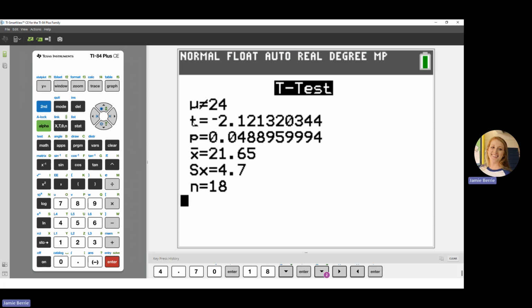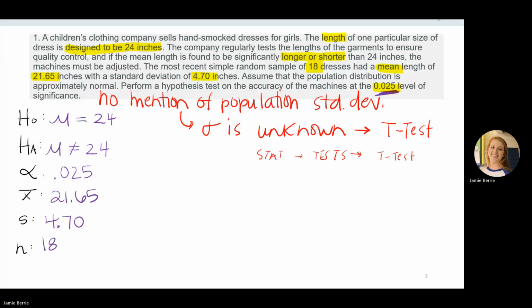Maybe that's what they call it. So they're going to ask you for a test statistic, and that's here, negative 2.12. And then there's our p-value. If we round to 2 decimal places, that would be 0.05. All right, so let's get back over to the right place. P was 0.05. So now we can worry about making our decision.